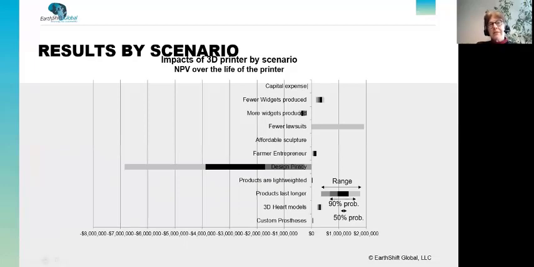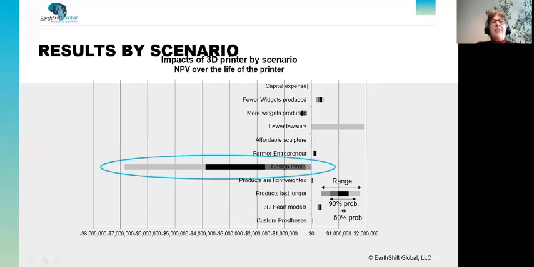This is our once in 1,000, once in 10,000 probability. The next gray line here is our 90% probability. We have a 90% probability we're going to be within this range, and the very darkest value is our 50% probability. So we're looking at capital expense here, fewer widgets produced, more widgets produced on either side, fewer lawsuits, etc. The affordable sculpture, I was really disappointed how small this one came out.